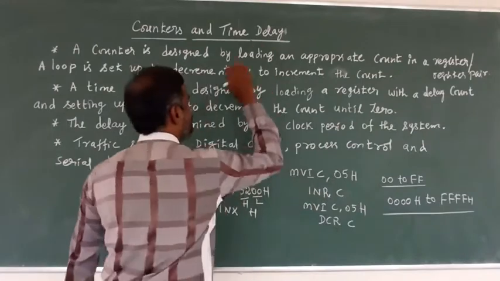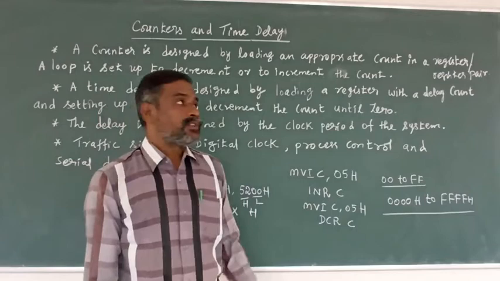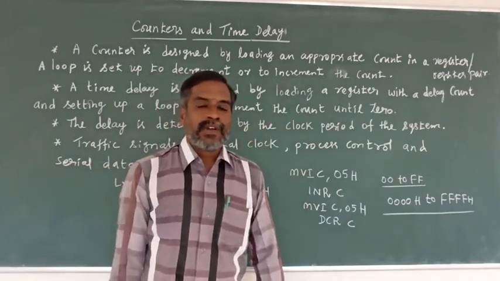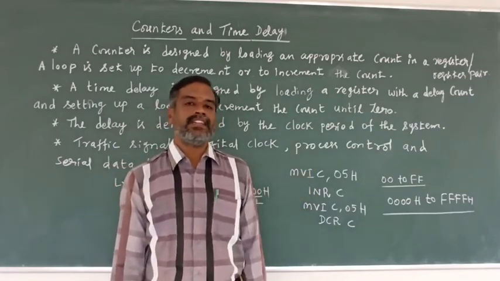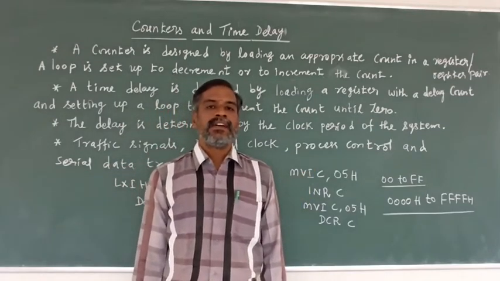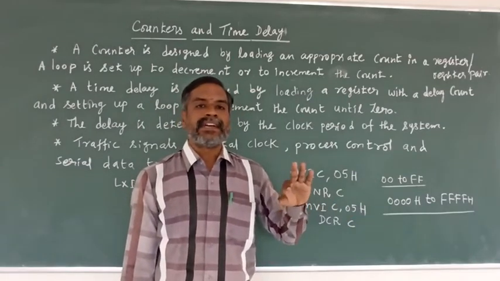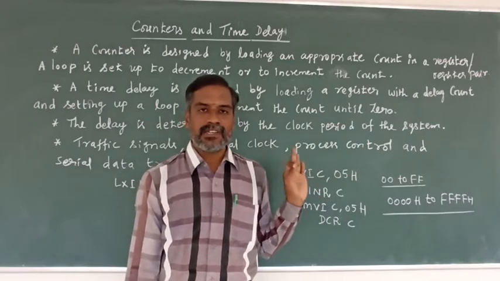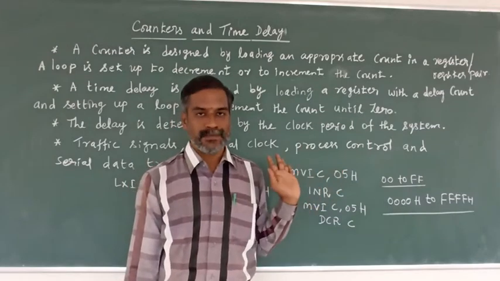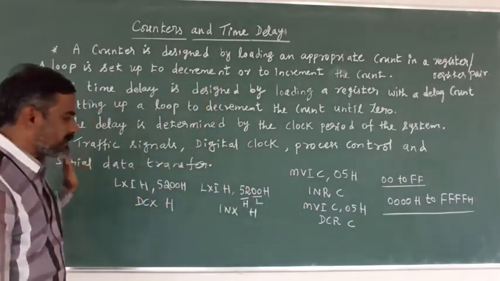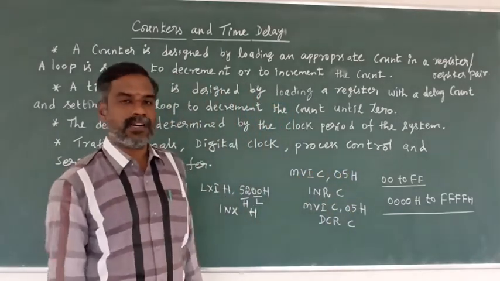Next one, time delay. For what purpose are we using it? We can use the time delay when we have to give some delay between two values. Only then can we view the in-between data. Without delay, we cannot view the in-between values. Example, MVI C,05.